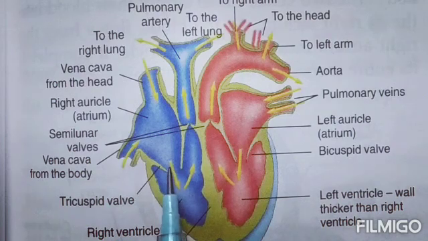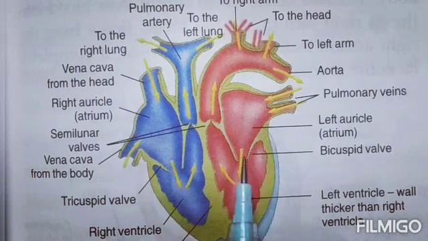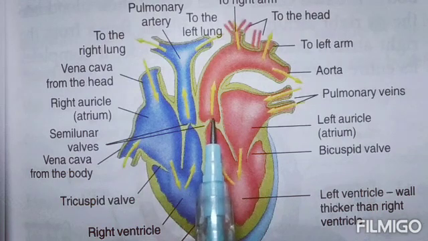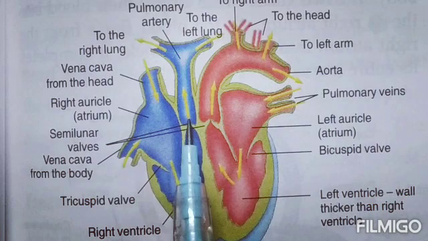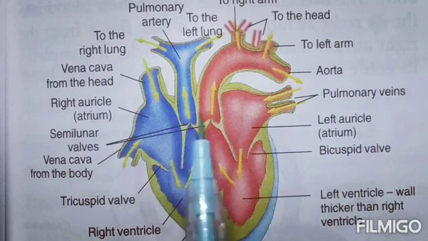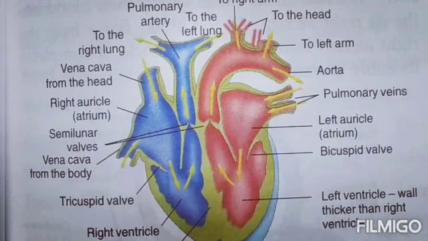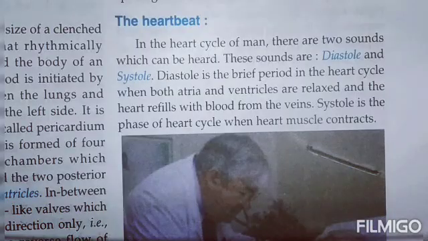Over here is the tricuspid valve, here is the bicuspid valve, here is the valve that is going to the aorta, and here is another valve that is going to the pulmonary artery. So these are the 2 semilunar valves. I hope now it is very clear to all of you.